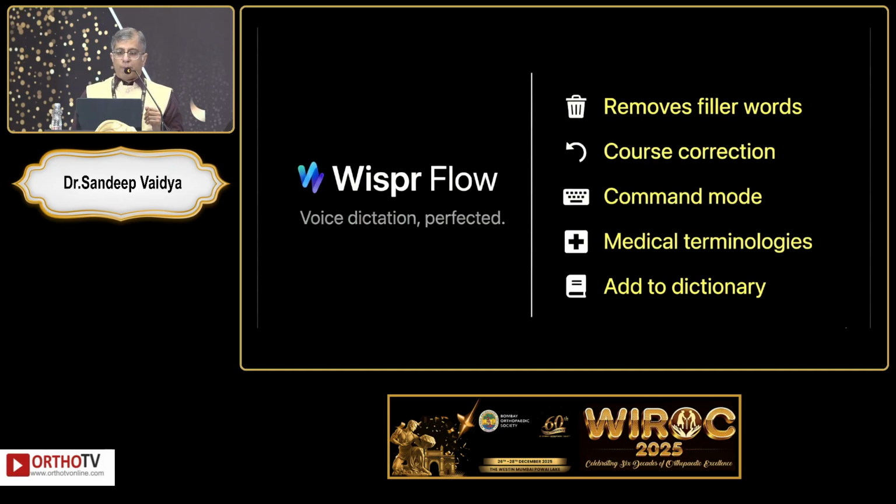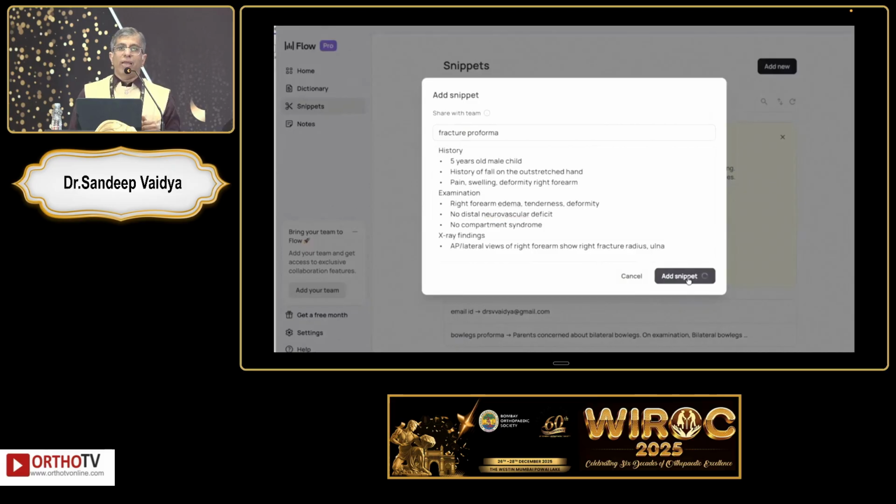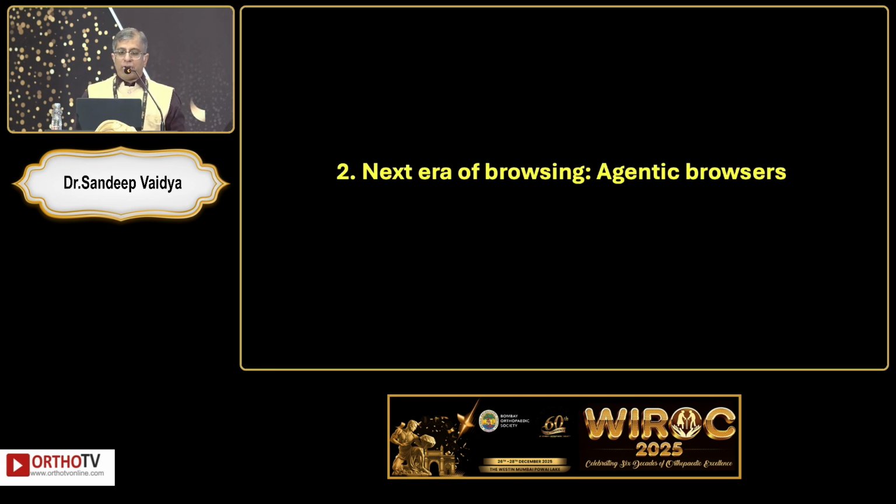So that's about WhisperFlow. Another nice feature of this tool that I like is Snippets. So suppose this typed text, I wanted to save it as a fracture proforma. Then I have to create a new snippet. I copy paste that typed text and label it as fracture proforma. So the next time I go back to WhisperFlow and say just fracture proforma, the entire paragraph will get typed out. So that was WhisperFlow for you.